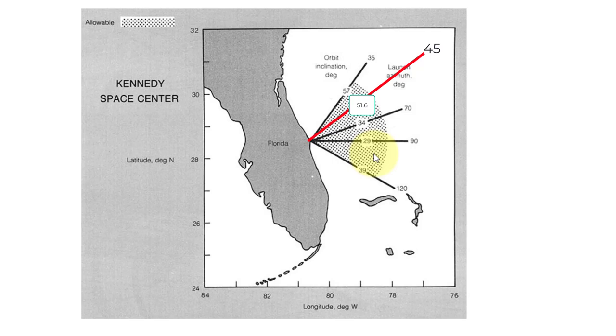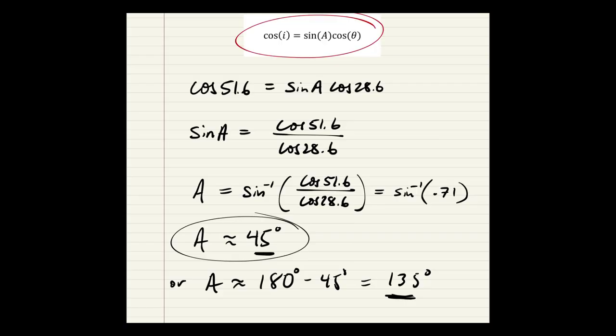So if you had launch azimuth angles that were less than 35, those would be directions up in this area here. They would be headed toward possibly impacting the Carolinas or other parts of the East Coast. And any angle that was larger than 120 degrees azimuth would risk dropping stages on the Bahamas or other islands in the Caribbean. So this is the one that's actually allowed, and that one's not allowed for safety reasons.